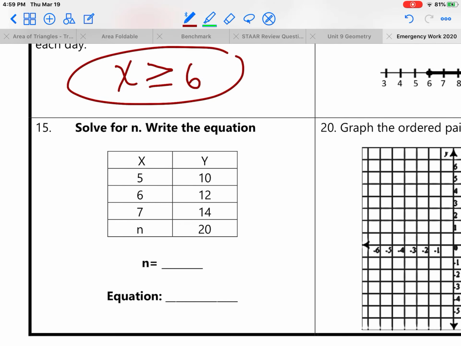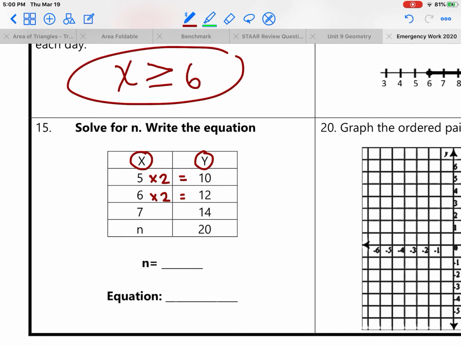Number 15, solve for n and write the equation. So we need to figure out what's happening to x to create this y in our table. 5, let's see, plus 5 is 10, or 5 times 2 is 10. What we need to figure out is, is it times 2 or is it plus 5? Is 6 plus 5 12? No. Is 7 plus 5 14? No. But times 2 is true because 5 times 2 is 10.